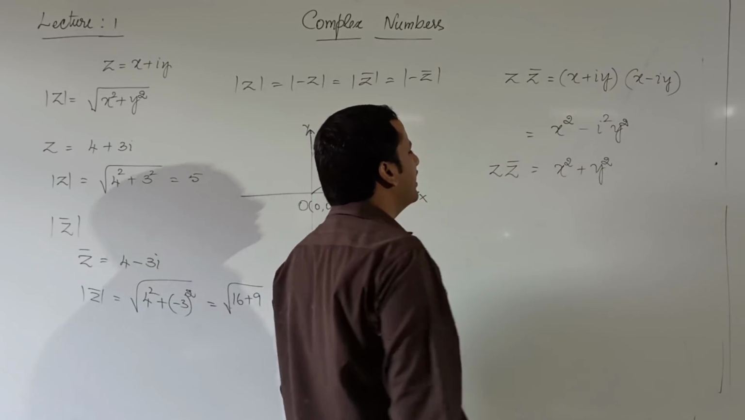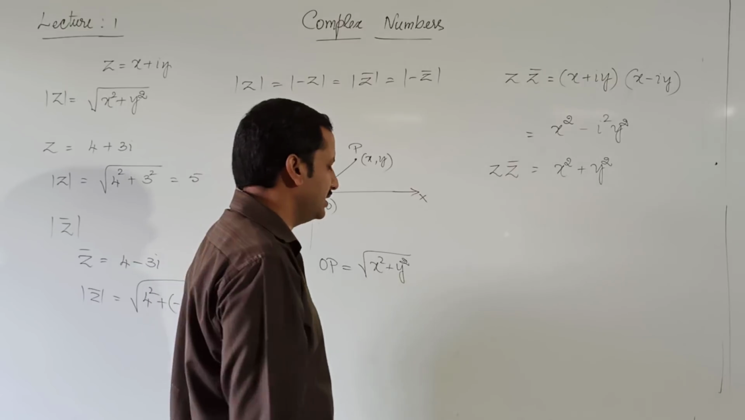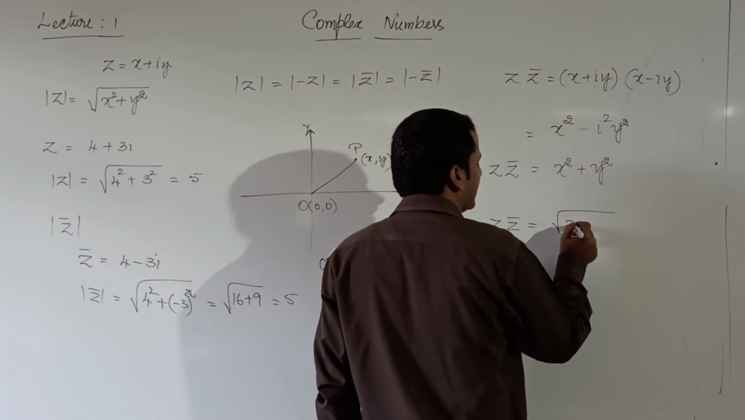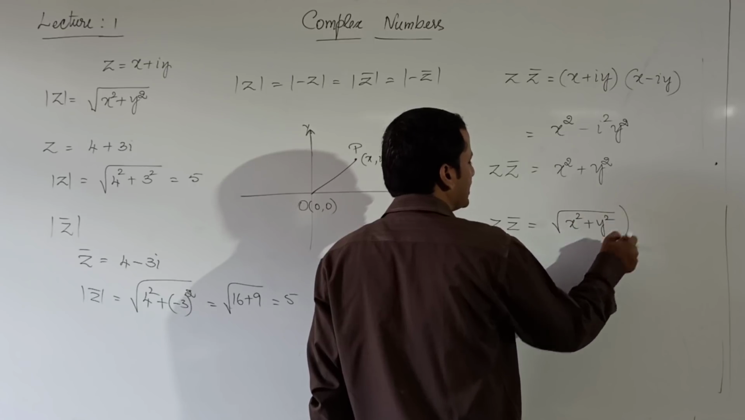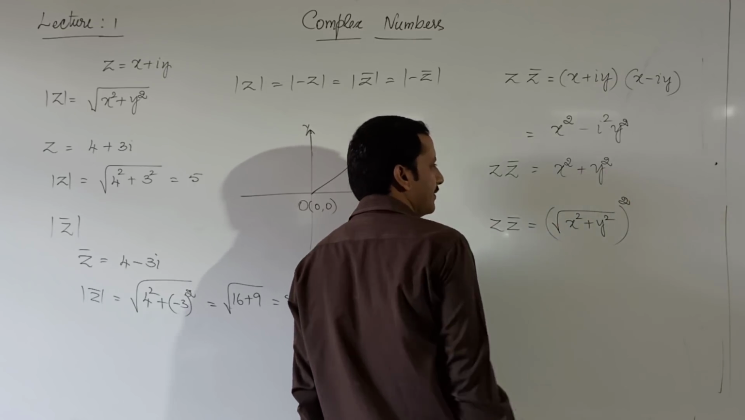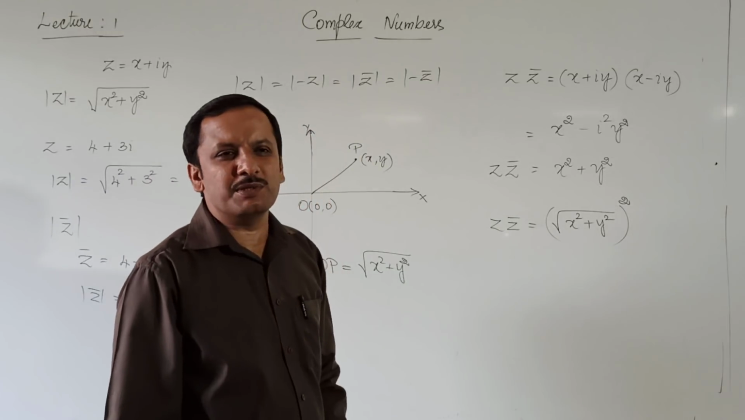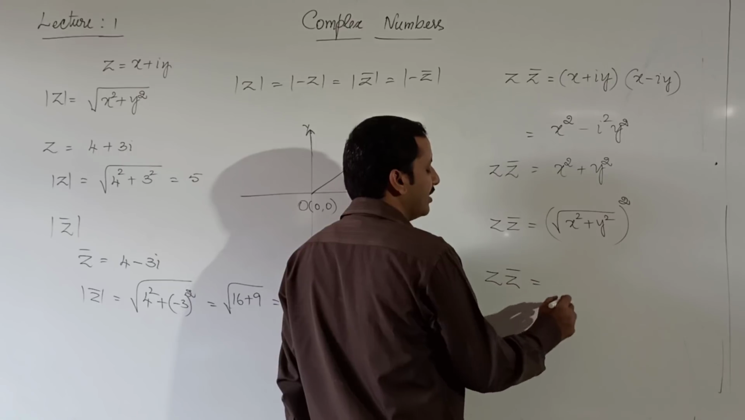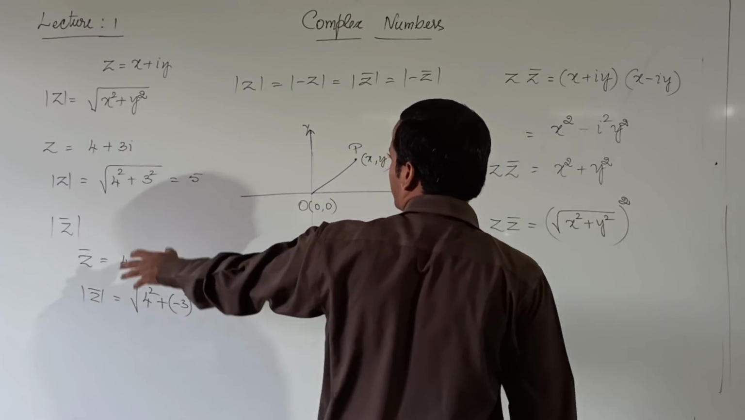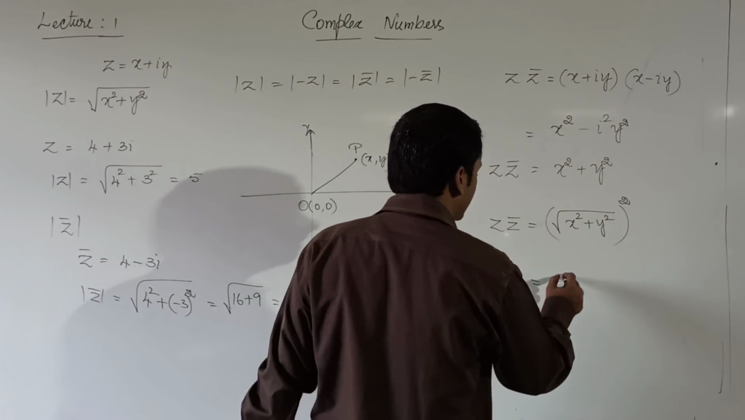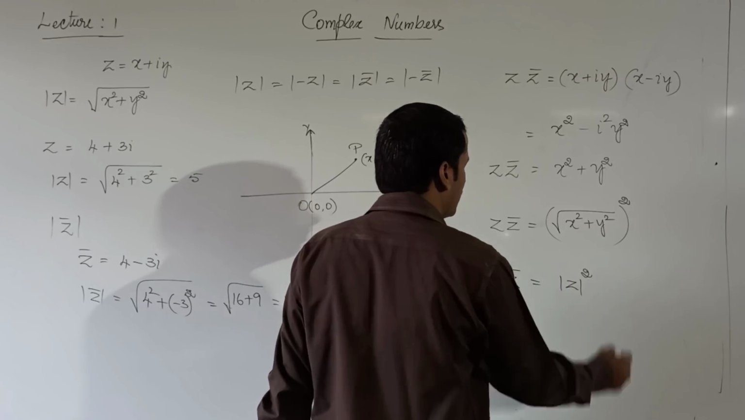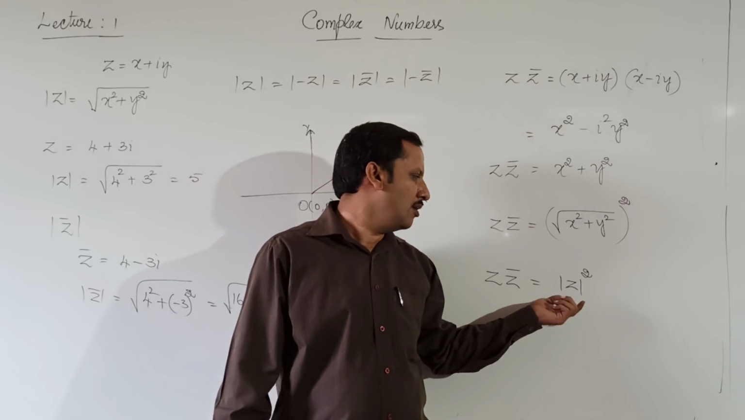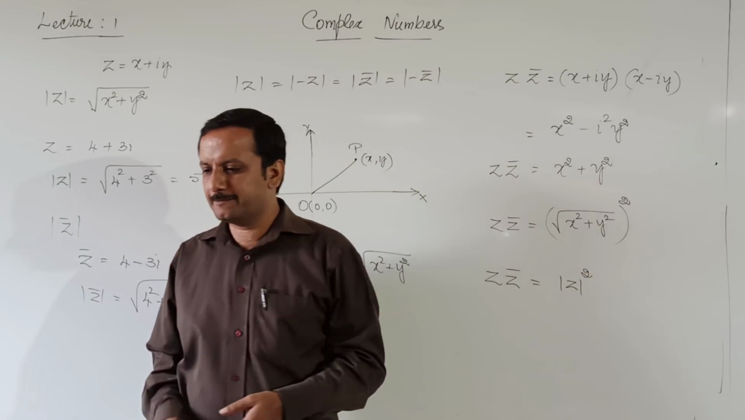z into z bar is equal to x square plus y square. That x square plus y square I can write as the square root of x square plus y square, whole square. So z into z bar is equal to root of x square plus y square whole square, which is equal to mod z whole square. z into z bar is equal to mod z whole square.